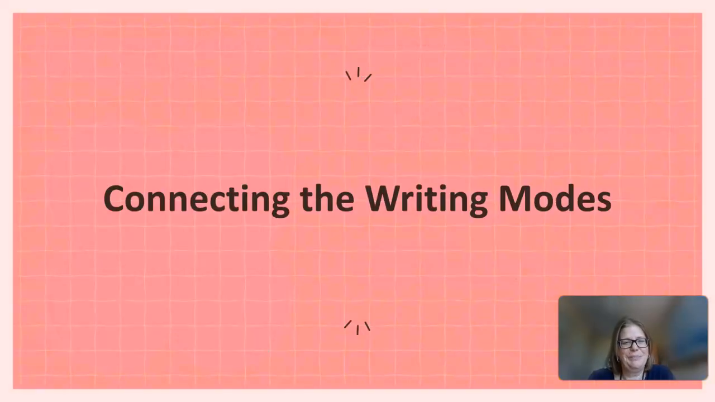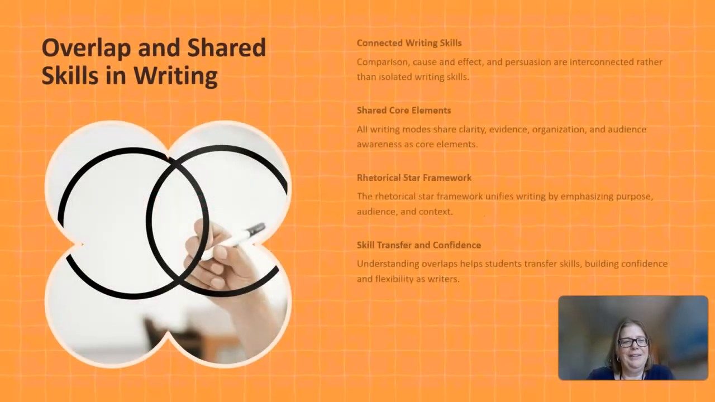All right, so what are some of the overlap and shared skills in writing? These are not isolated. We presented these as different skill areas: comparison, cause and effect, persuasion, but they're really connected. They're not isolated writing skills, and that's why in your papers and in your discussion boards, you'll see a lot of overlap. And obviously that's really just because we want to have the connectivity.